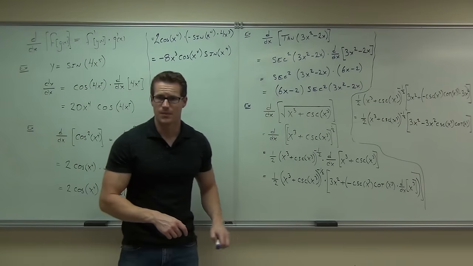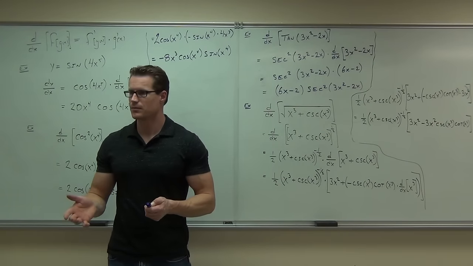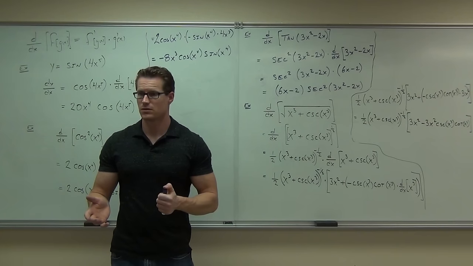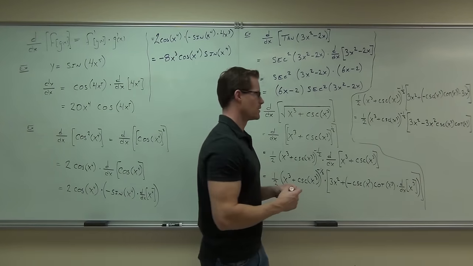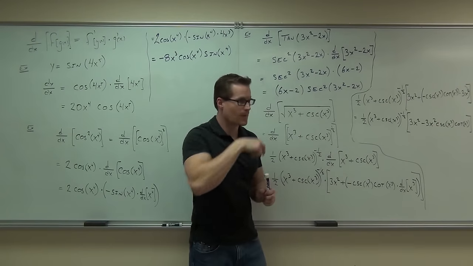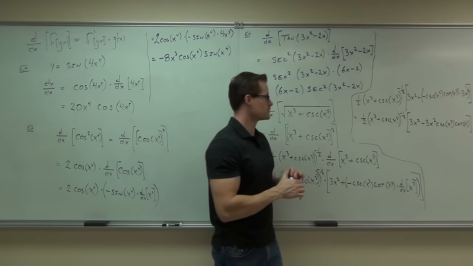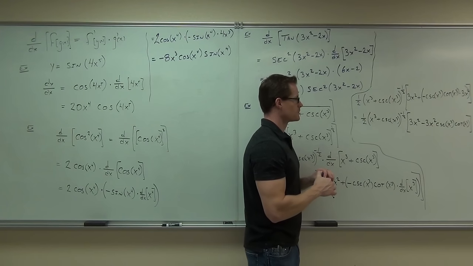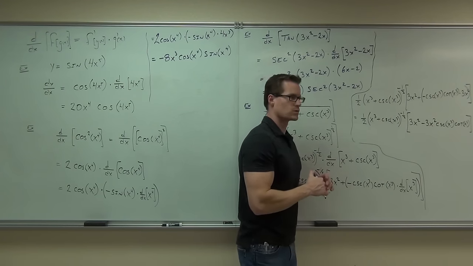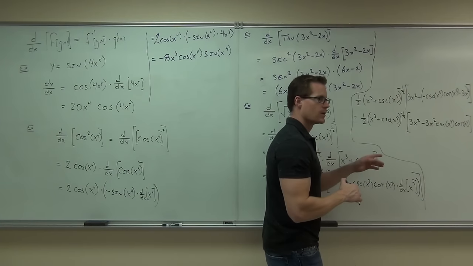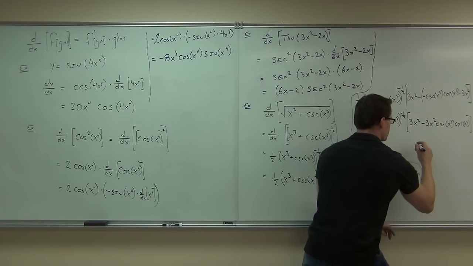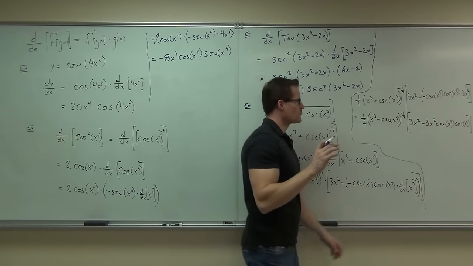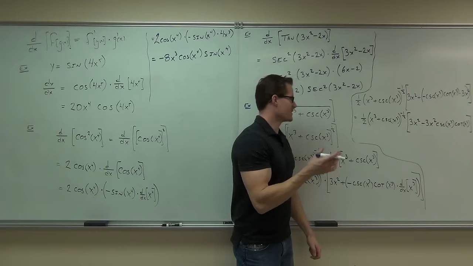That's pretty nasty. Can you follow it? Yes or no? There's no simpler way. Would it be correct if you would go 3x squared minus 3x squared cosecant x cubed cotangent x cubed over 2, times? Sure. I'm going to show you that right now. If you do want to put this back into this format, do you want to, or can we just leave it as that? At this point, it could go either way.